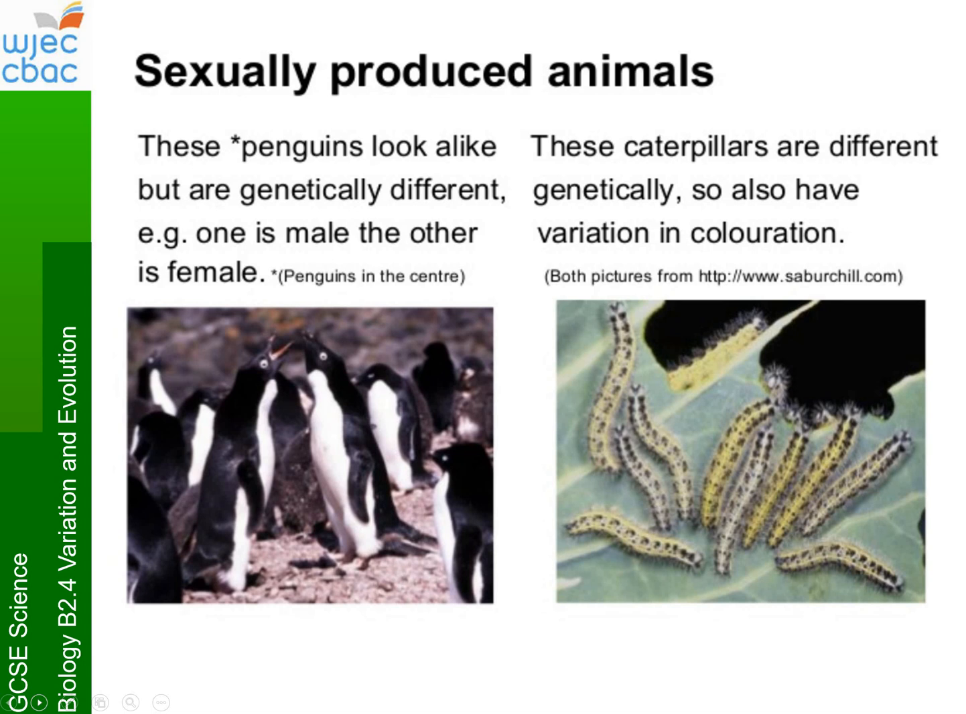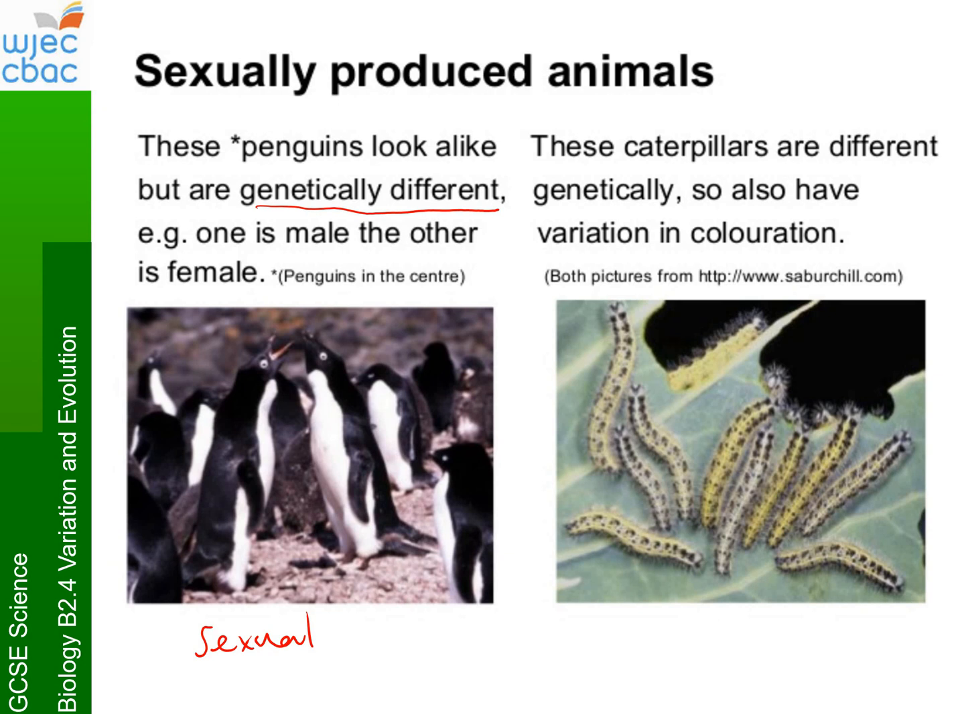Sexually produced animals, okay, so very, very similar here. These penguins may look like they are exactly the same, and it would be difficult for us to tell them apart, but they are actually genetically different because they reproduce by sexual reproduction. So a male penguin's sperm would have to meet the female penguin's egg, and then the eggshell would surround it inside the female, and the female would lay the egg.